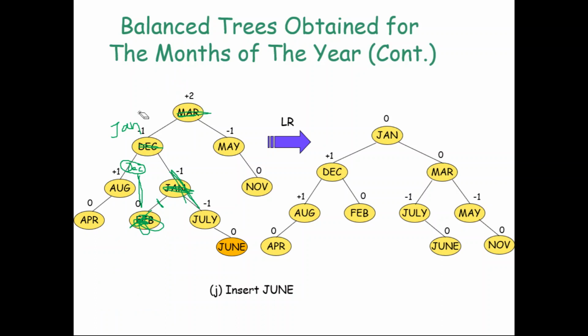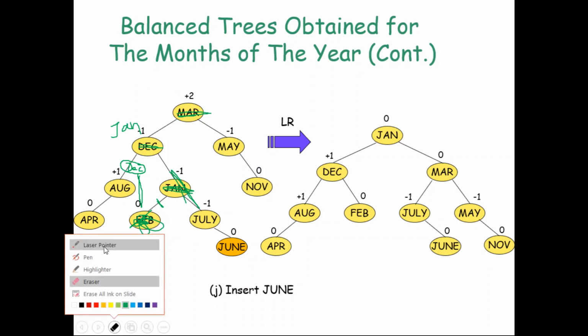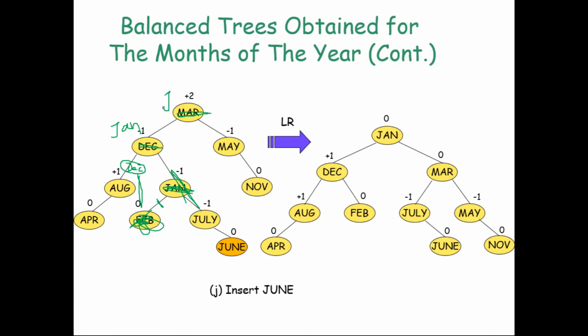So this particular node, instead of March, it will become Jan, and March will go down. March will come somewhere here, as a right child of Jan.